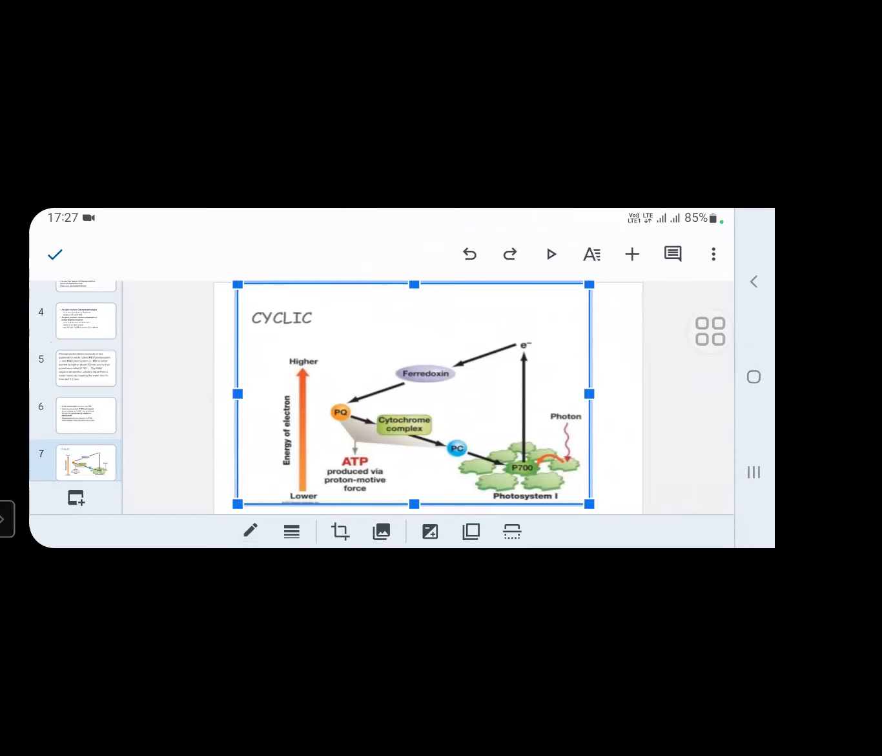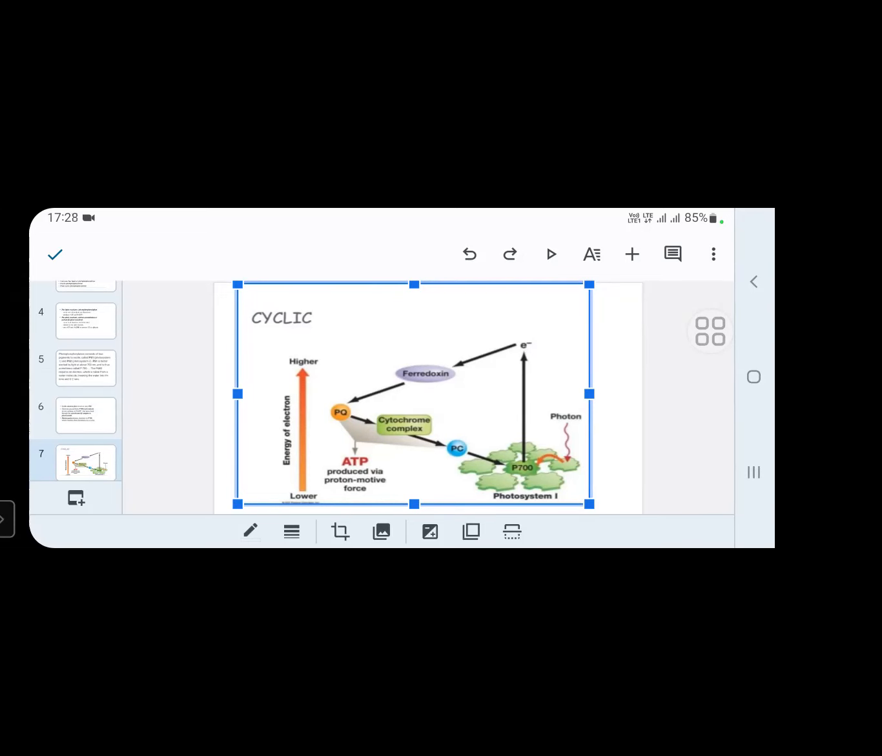We know that the PS1 reaction center is P700, 700 nanometers of wavelength, that is red light. The electron is lifted from its reaction center P700. The electron passes through a chain of electron carriers with increasing reduction potential. You can observe here the wavelengths. When it absorbs the light, it undergoes the excited state and gives the electrons.